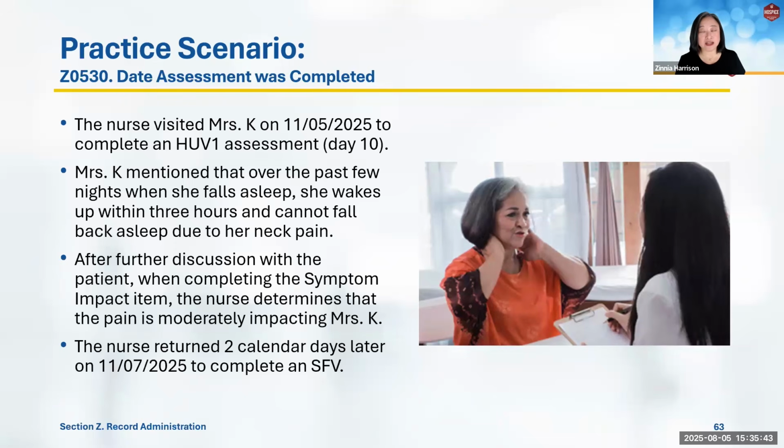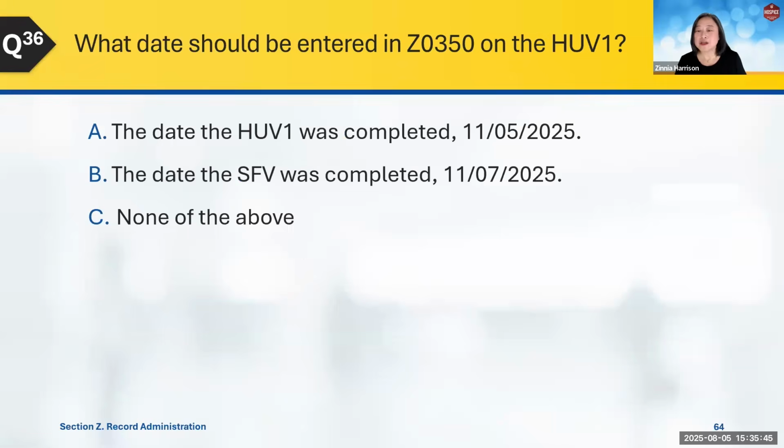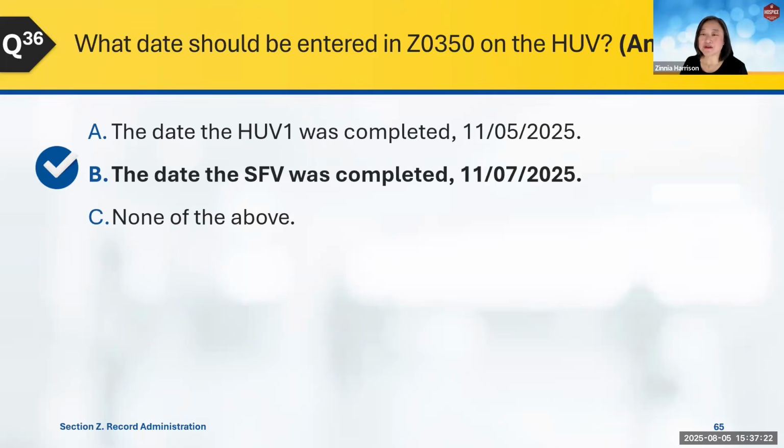Let's go to the next slide and let's launch our final poll. So, based on the HUV1 assessment of Mrs. K, what date should be entered for the date the assessment was completed for HUV1? So the correct response is B, the date the SFV was completed, which was November 7th, 2025.